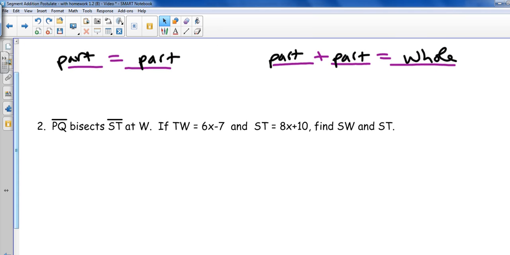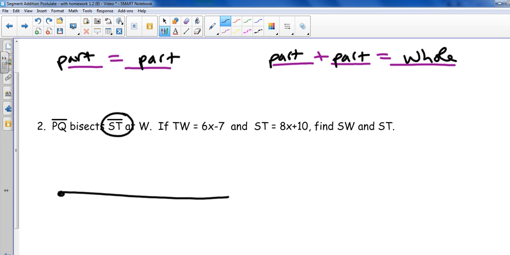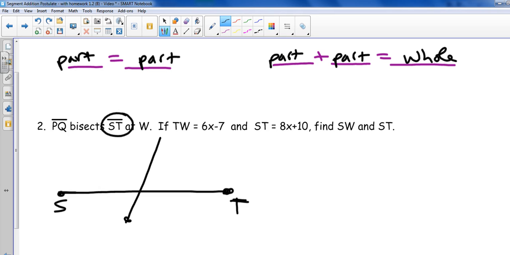PQ bisects ST at W. Really important that you get a good picture for this one. Okay, I like to start with ST. Actually, the one that is being stated after bisects is the one that's being cut in half. And let's draw that first, sort of on the horizontal there. PQ is bisecting it, which means it's cutting in half. I don't care where P and Q are.